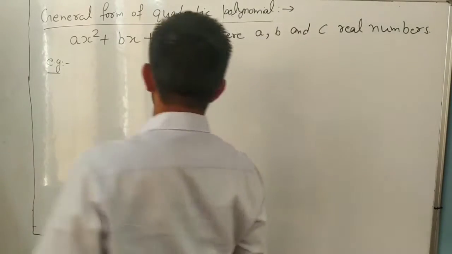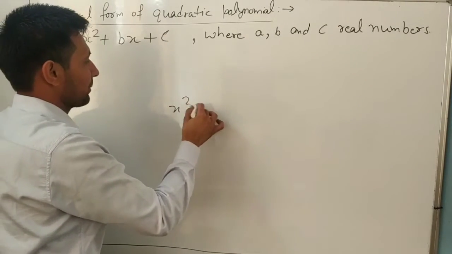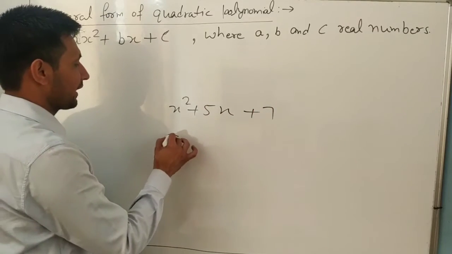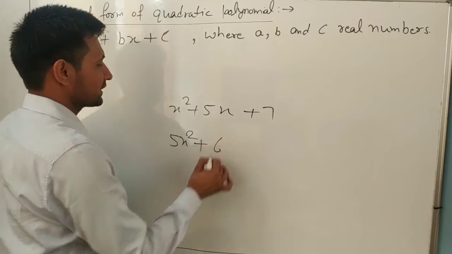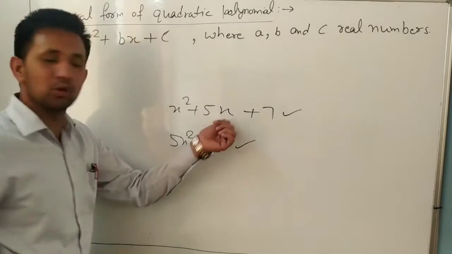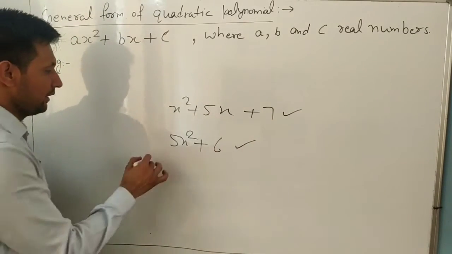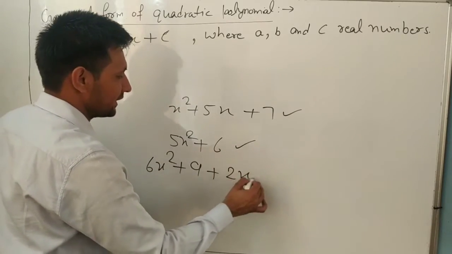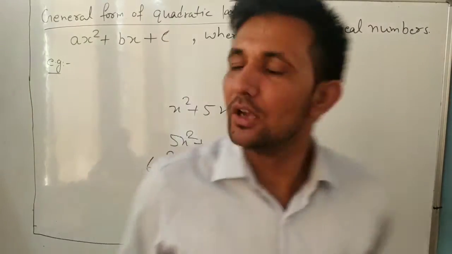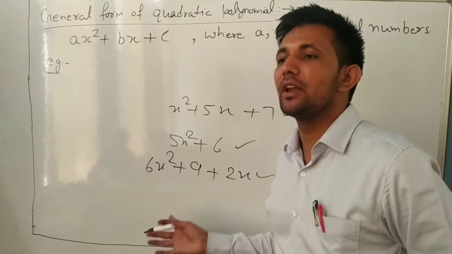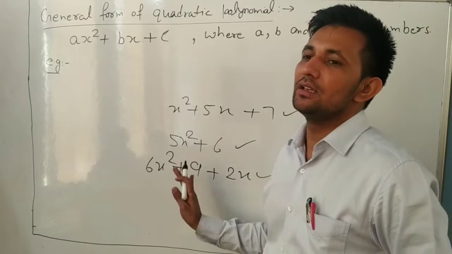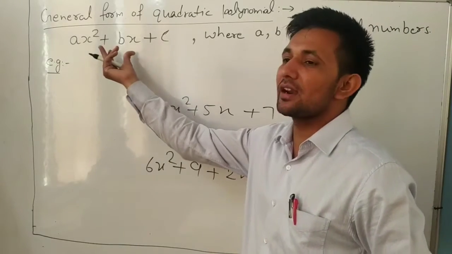Everyone knows x square plus 5x plus 7 is a quadratic polynomial. I can write 5x square plus 6, degree 2, and both are quadratic polynomials. Again, 6x square plus 9 plus 2x is also a quadratic polynomial. So how many quadratic polynomials are there? Infinite. So all these quadratic polynomials we will show in a general form.